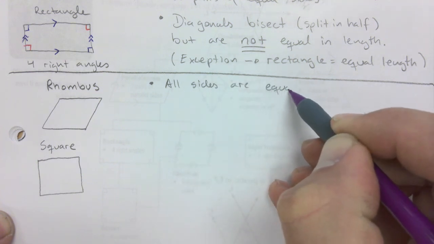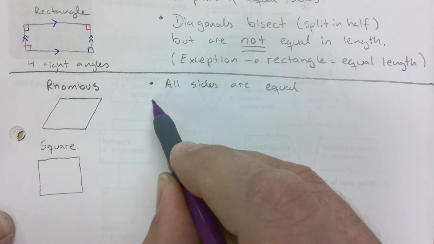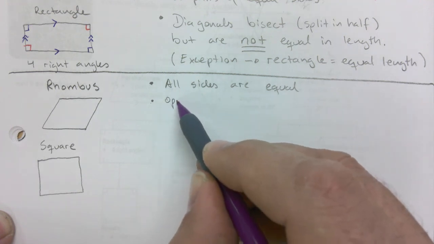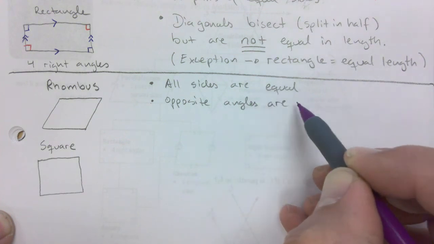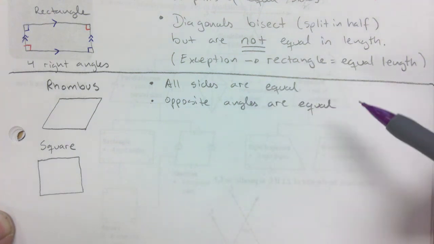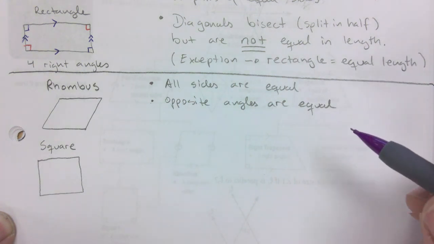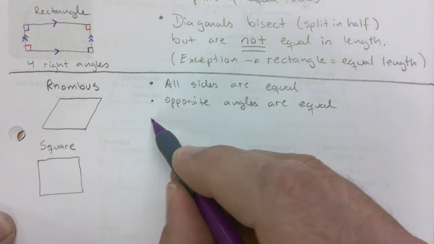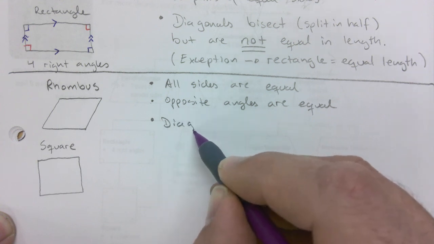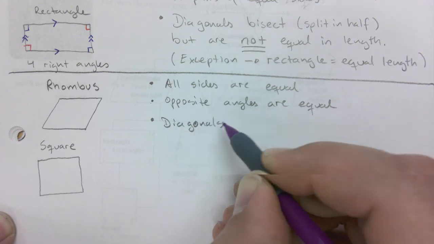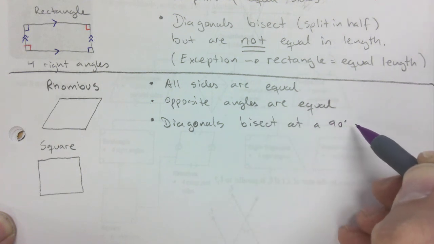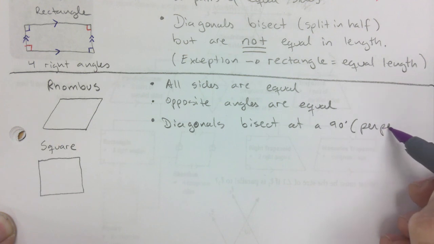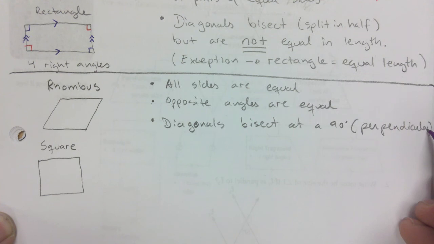All sides are equal. Opposite angles are equal, so it's very similar to the shapes above. This is a little different. Diagonals bisect at a 90. They're perpendicular.